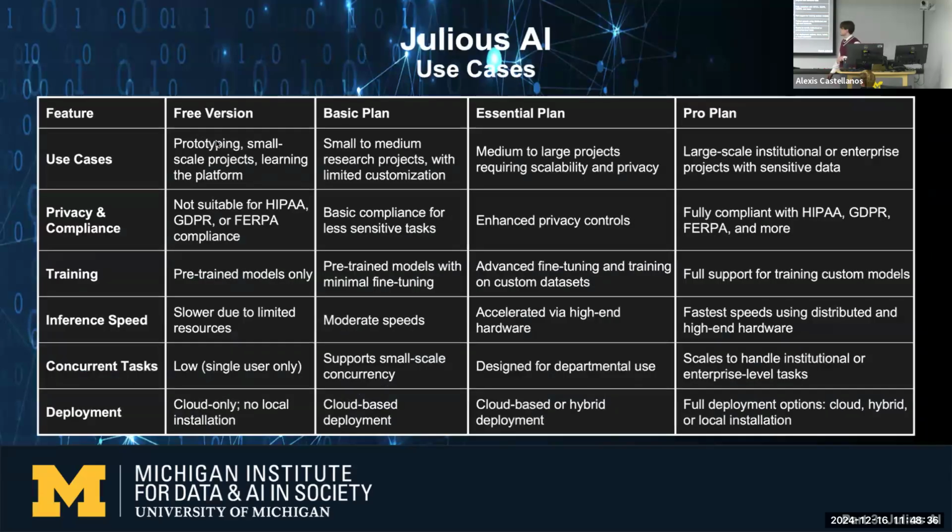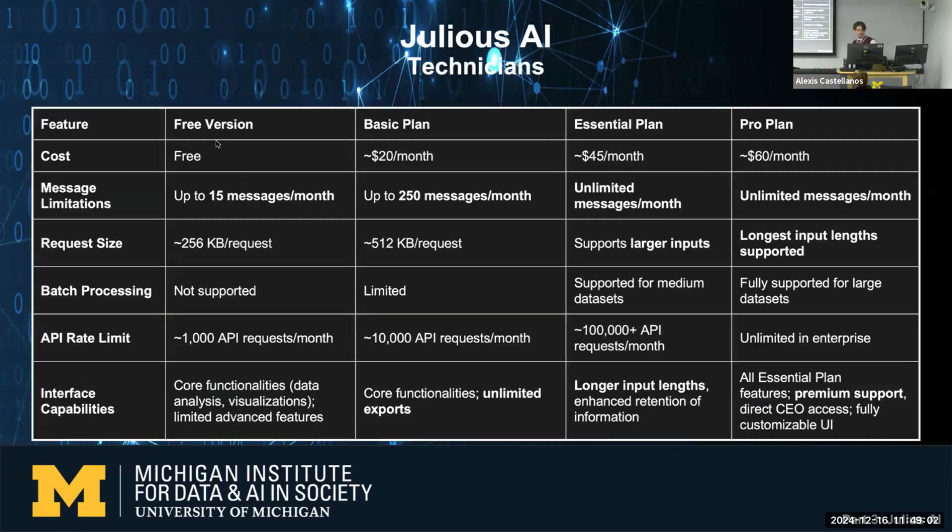Now, Julius AI, this is like a quick grid. I think everyone was probably on the free version, which is not suitable for HIPAA. However, starting with the basic plan, you can start with sensitivity all the way up to fully compliant with pretty much everything. So think about that spectrum. If you have some workplace and are looking for a license, I think this is the best one on the market for data analysis. The Pro plan is $60 a month.